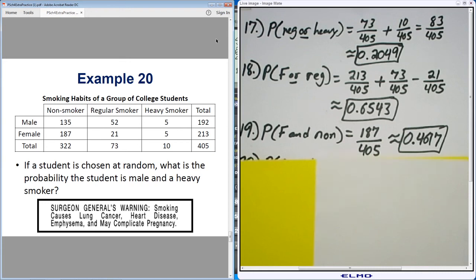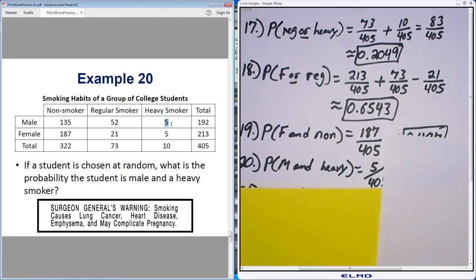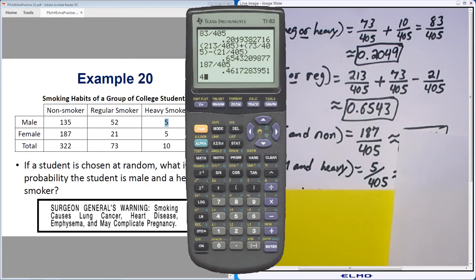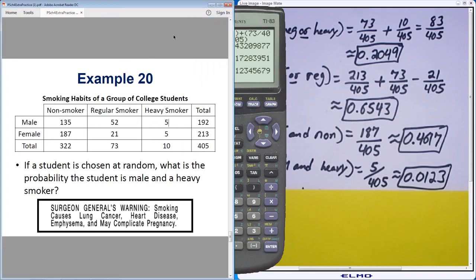Here's another example of that. Number 20 says find the probability that a student is male and a heavy smoker. Okay, there are 5 male heavy smokers. So 5 out of 405. Put that in my calculator, round it to 4 decimal places, and I have the answer, 0.0123.